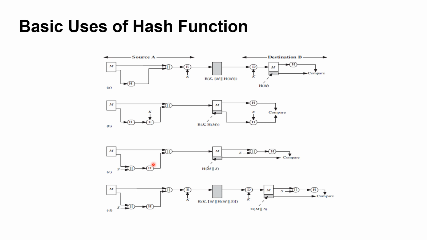And the fourth diagram explains all these combinations. An S is appended along with the message, the hash code is generated and appended along with the message, and encryption is done on the hash code and the message. After encryption, decryption is done. Then, after decryption, I get the message and the H of M appended with S. So now I have to append the S at the receiving end to calculate the hash code, and the comparison is done. So these are the basic uses of the hash code. Thank you.